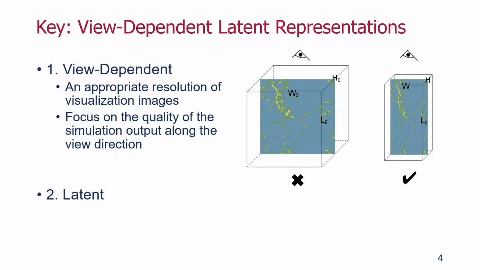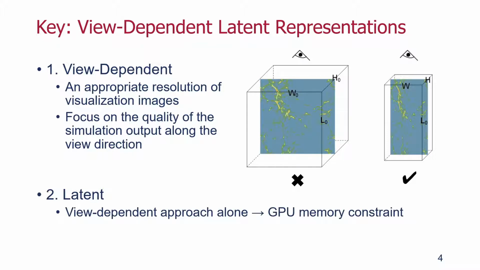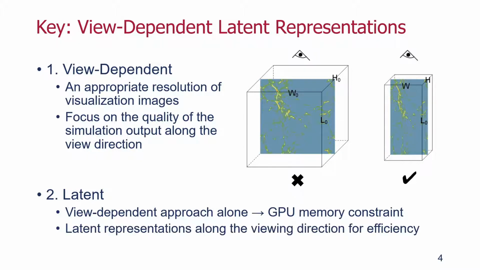Second, we'll explain why we need a latent instead of just applying the view-dependent approach alone. This is because if we use the view-dependent approach alone, the GPU memory constraint still does not allow us to train the surrogate model successfully. That is why we use latent representations along the view direction to further improve the model efficiency.